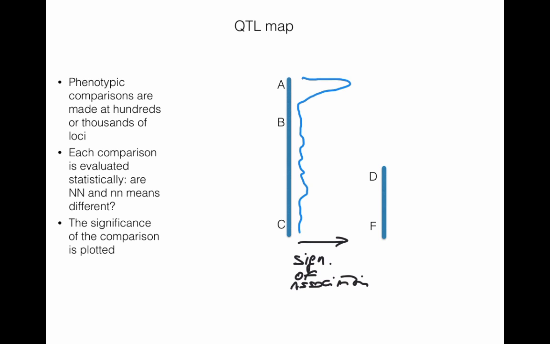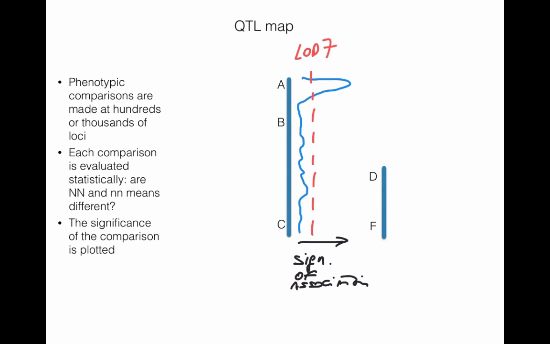I would need to establish a threshold of significance, some value above which I believe my statistical outcome, and that value may be, for example, here. It's not uncommon to use the logarithm of the odds, so this may correspond to an LOD value, let's say, of 7.